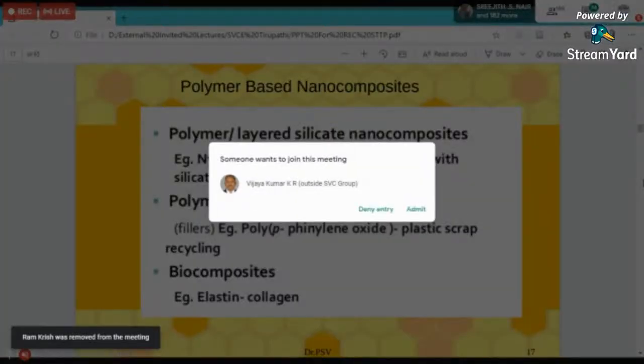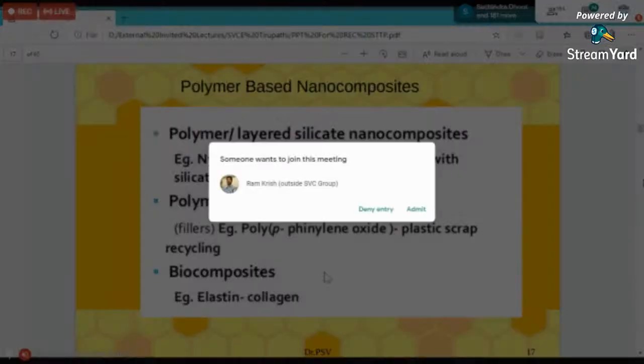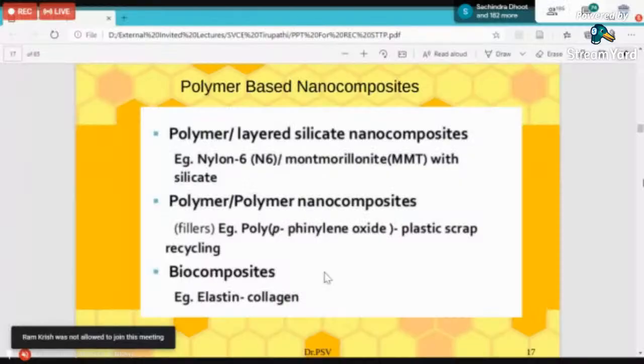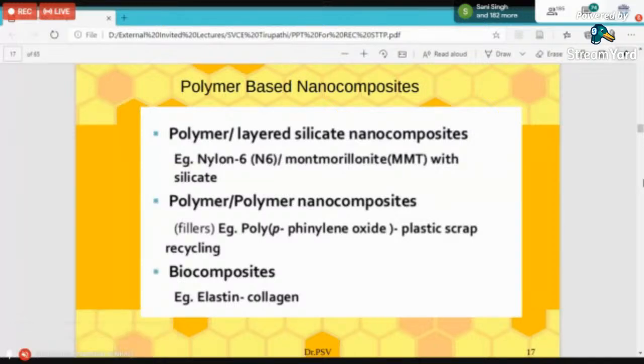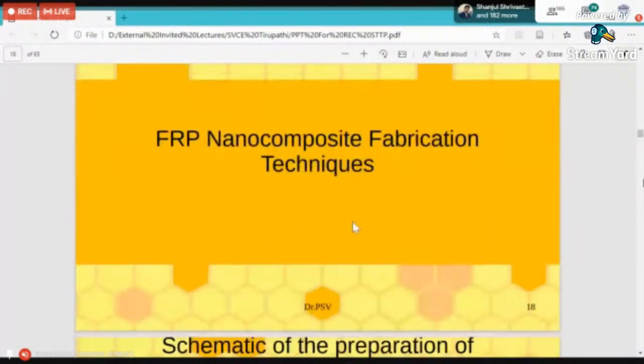Again, you can have polymer nanocomposites. Biocomposites are not extensively used now because of a limitation. That's the reason the biocomposites are not being used. But in other applications they are using biocomposites, like some train windows and some other places in the buses. In the MTC buses in Chennai, some of the panels are being made with biocomposite materials. Interior things, some interiors. So, FRP nanocomposites and fabrication techniques.